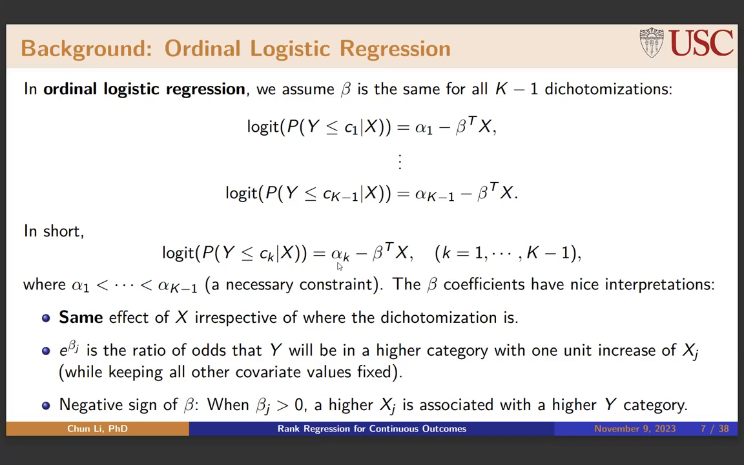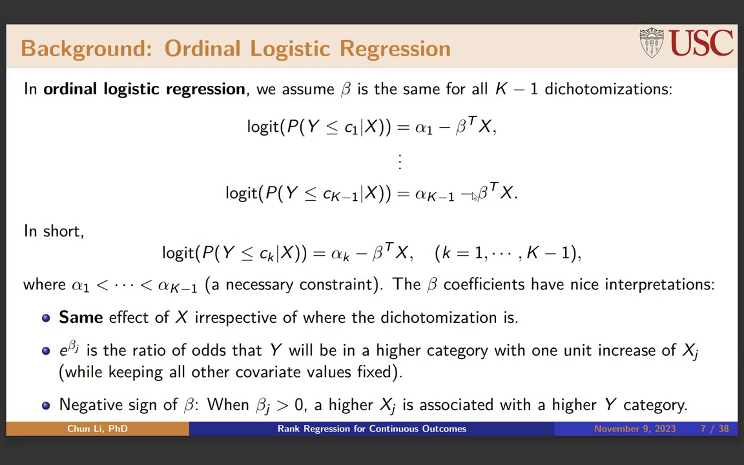All right, this model is easier to interpret because now the effect of X is a single number, no matter where the dichotomization is. And e to the coefficient can be interpreted as the ratio of odds for the outcome to be in a higher category when there's a 1 unit increase of X.